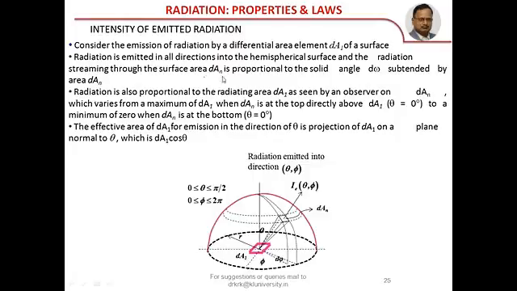And how to measure the intensity of emitted radiation? Let us consider the emission of radiation by a differential element dA1. The radiation is emitted in all directions and is proportional to the solid angle d omega subtended by the area dAn. This radiation is also proportional to the radiating area dA1, which varies from a maximum of dA1 to dAn at the top, directly above dA1, and to a minimum of 0 when dA1 is at the bottom. So the effective area of dA1 for emission in the direction of theta is a projection of dA1 on a plane normal to theta, which is nothing but dA1 cos theta. Normal to theta, the area projected, dA1 cos theta.